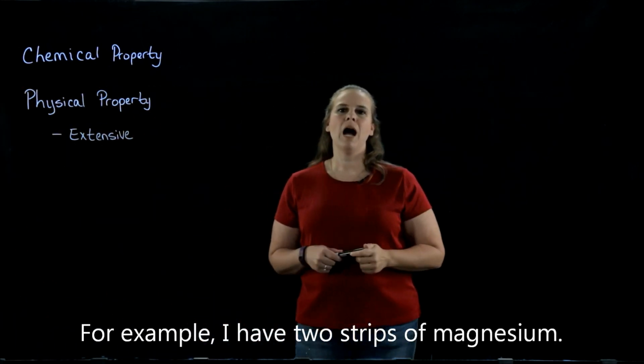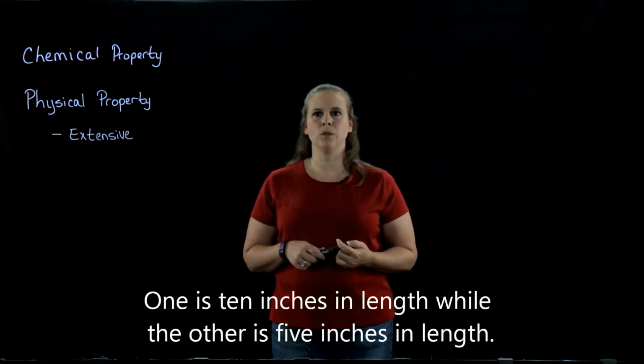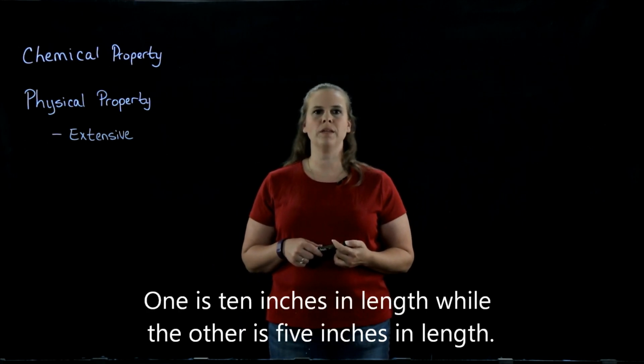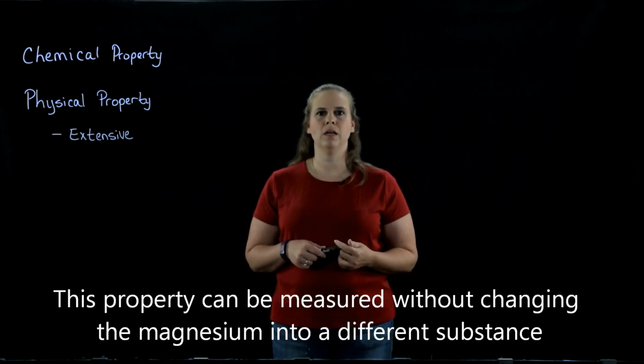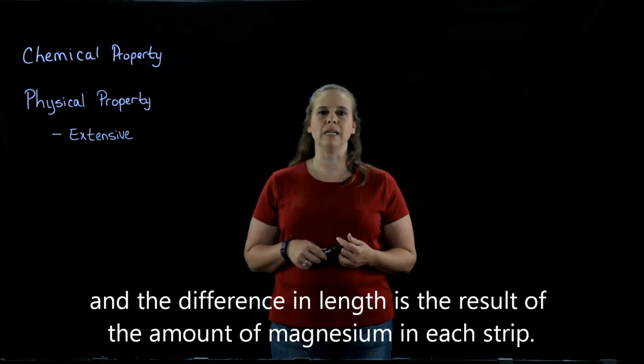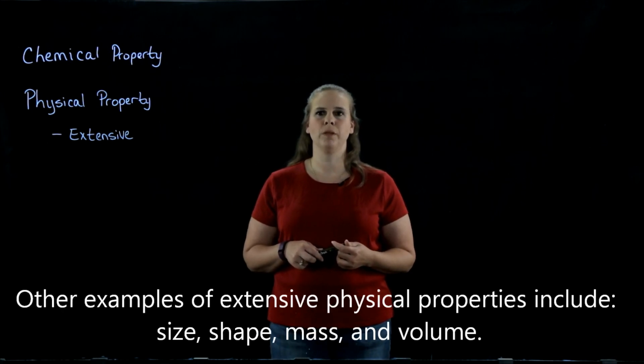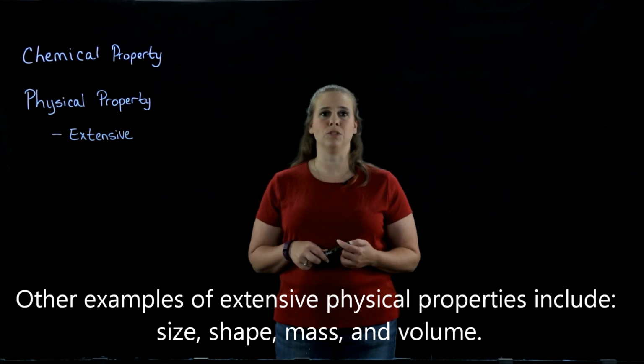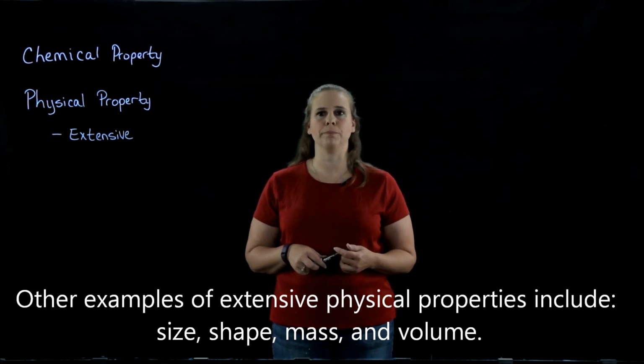For example, I have two strips of magnesium. One is 10 inches in length, while the other is 5 inches in length. This property can be measured without changing the magnesium into a different substance, and the difference in length is the result of the amount of magnesium in each strip. Other examples of extensive physical properties include size, shape, mass, and volume.